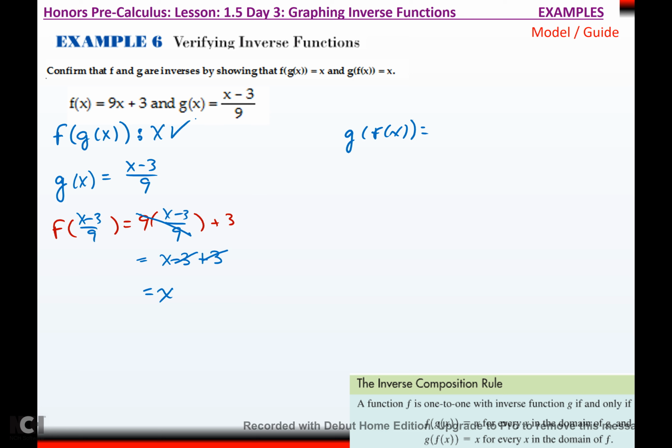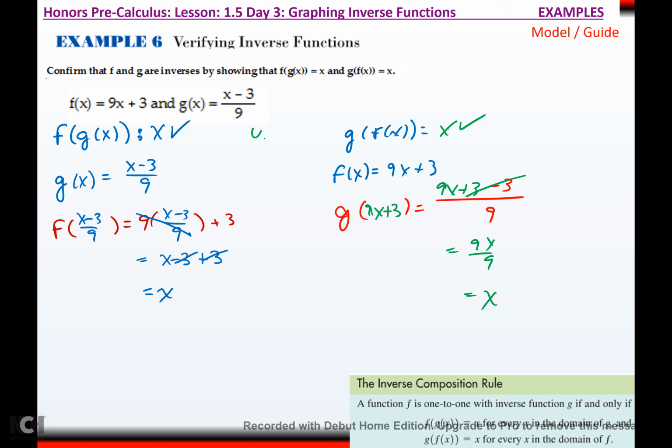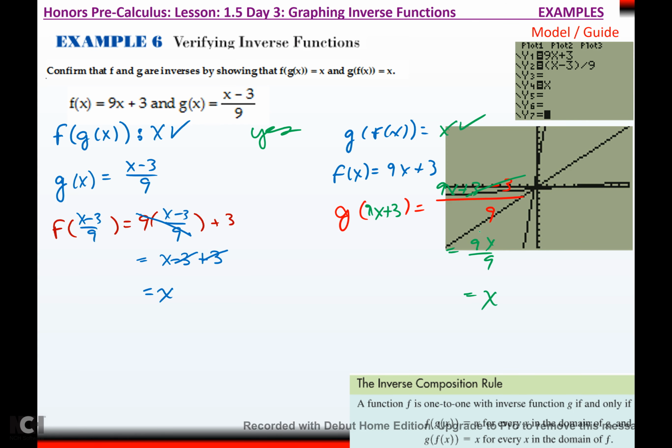So we're halfway home. Okay, so now we got to find g of f of x, which means I'm starting with the f function, which is 9x plus 3, and taking it to g. G says whatever you brought, subtract 3 and divide by 9. Well, I brought 9x plus 3. The 3's cancel. That leaves me 9x over 9, which does leave me with x, which is the identity. They both checked. So yes, they are inverses. Okay? And you can see when I graph them that they are.